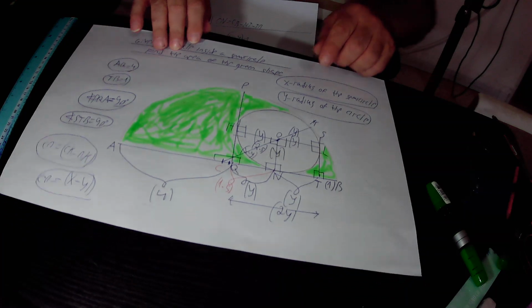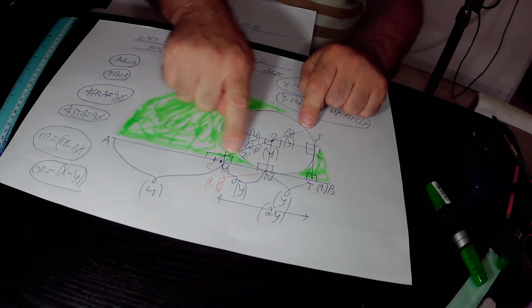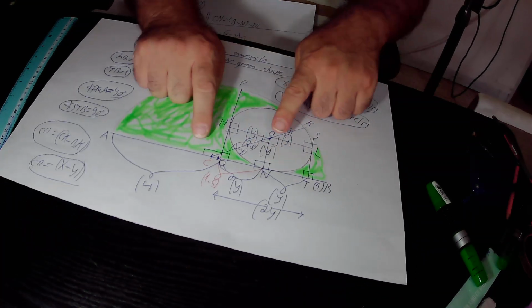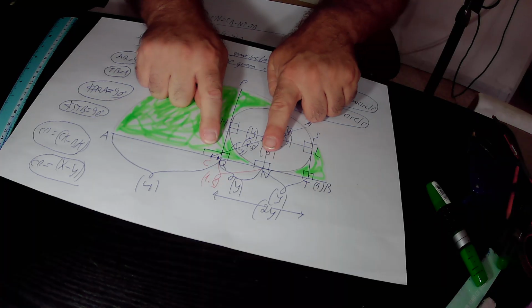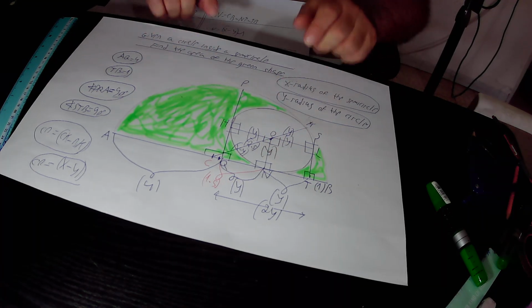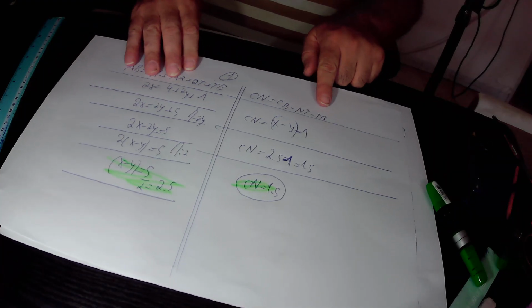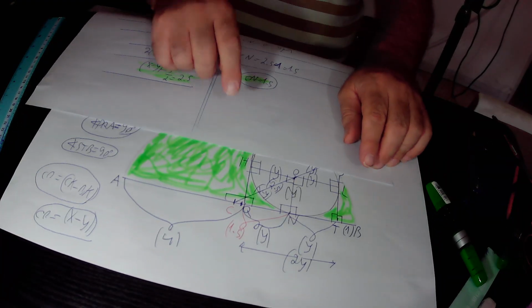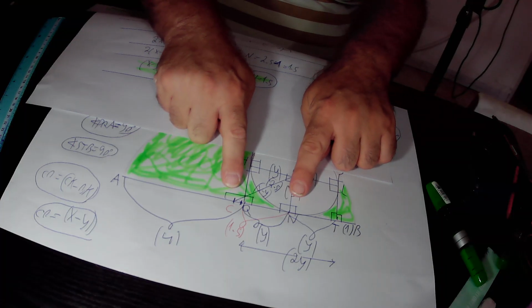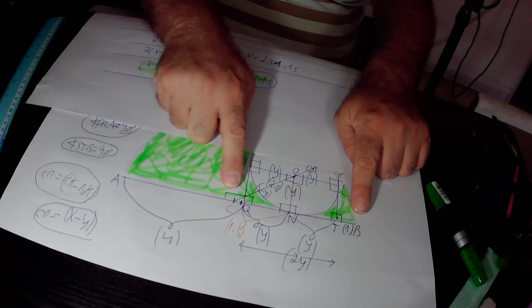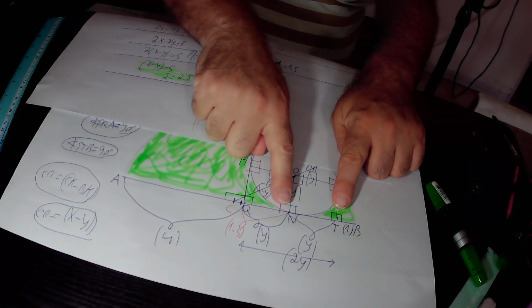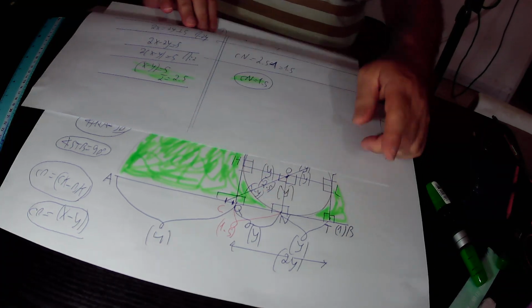What is the length of this line segment CN? CN equals CB minus NT minus TB. So CN in total equals CB. CB is the radius of the semicircle, that equals x. Minus NT equals y, and TB equals 1.